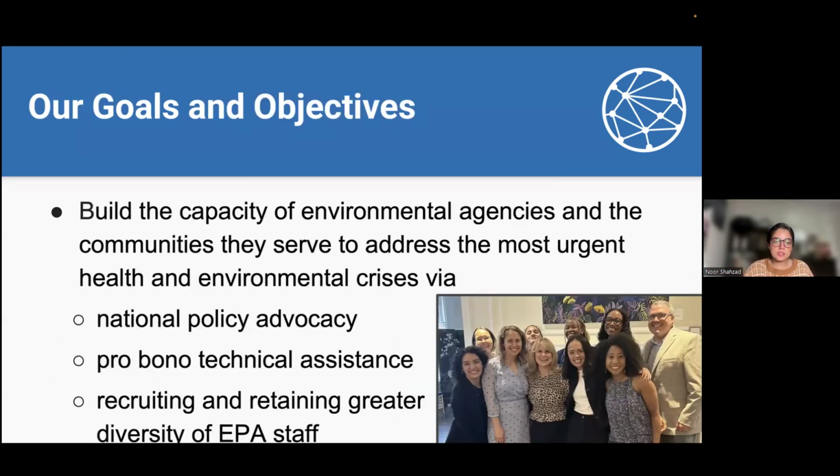Our goals and objectives as an organization. Our main goal, and I heard this being echoed earlier as well, is really to build the capacity of environmental agencies and the communities they serve to address the most urgent health and environmental crises. Whether that's via national policy advocacy, pro bono technical assistance, or recruiting and retaining greater diversity of EPA staff. The area that I focus on, along with my colleagues, is the pro bono technical assistance aspect of it. That's really leveraging the expertise of the 600 EPA alumni that we have to provide technical assistance to communities in our respective regions. And that's, for me, Region 5.